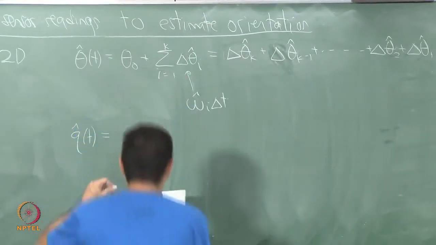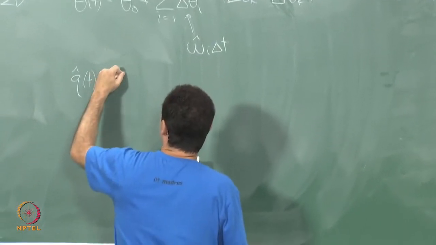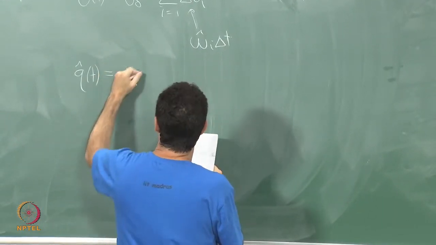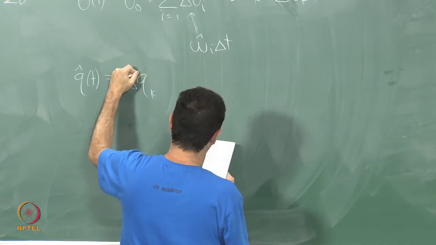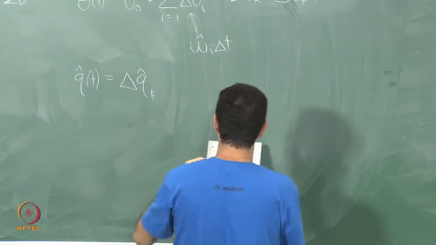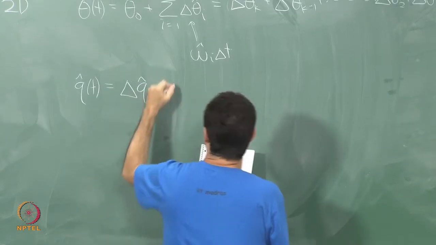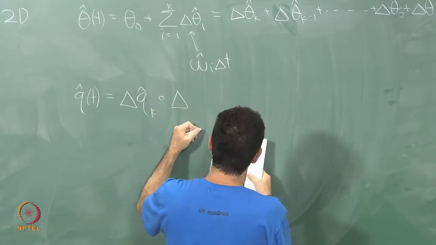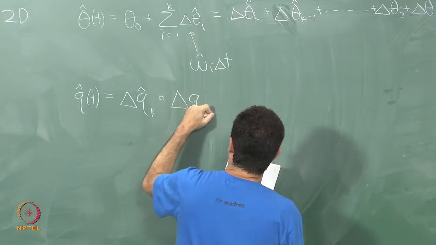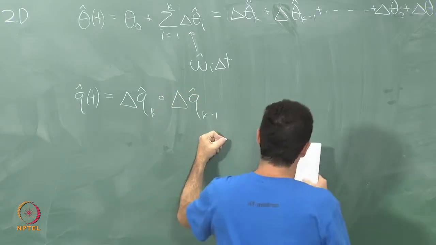So if I do that, I'll get down here. This will be equal to delta qk hat. I'm putting hats on it because it's coming from sensor readings. Quaternion product delta q k minus 1.